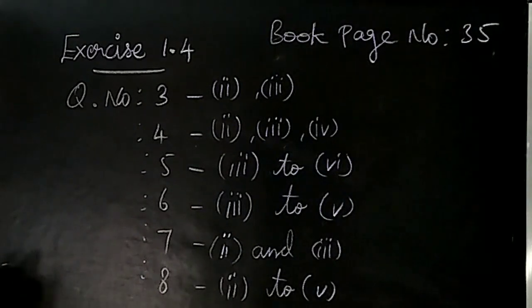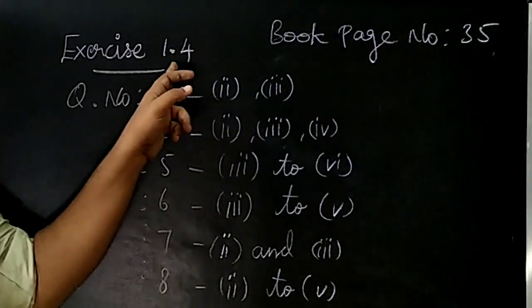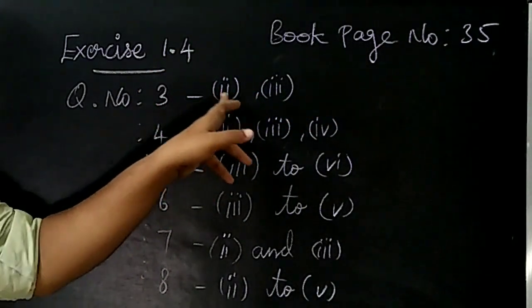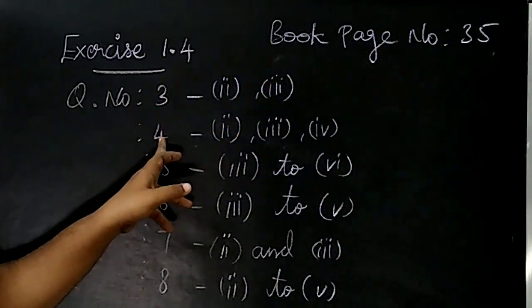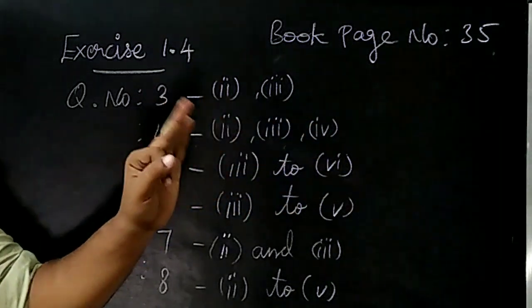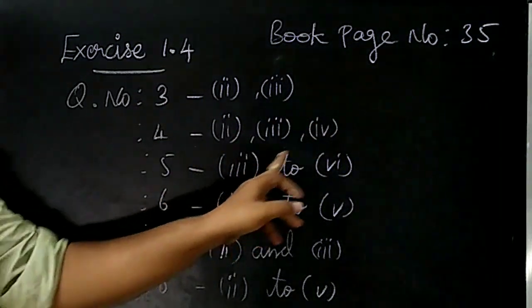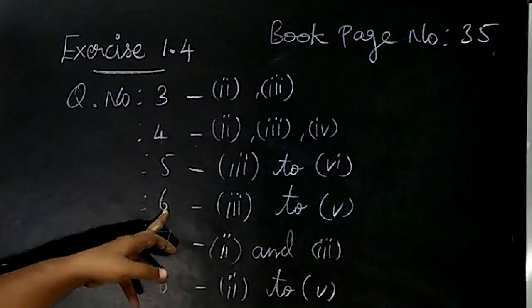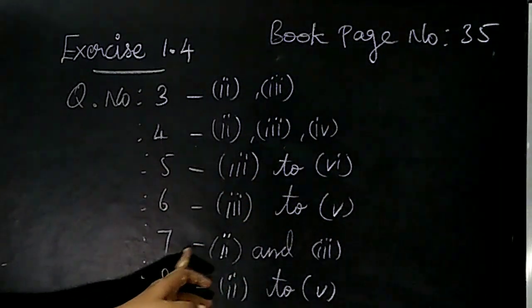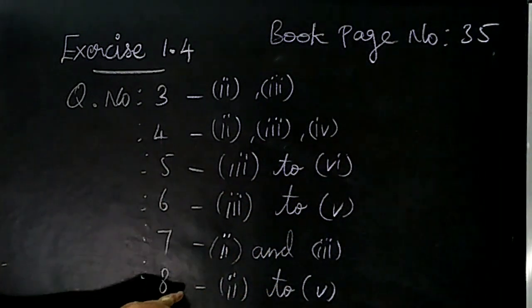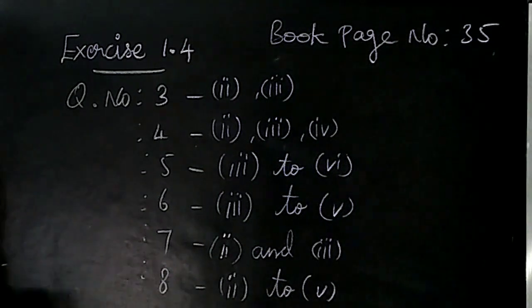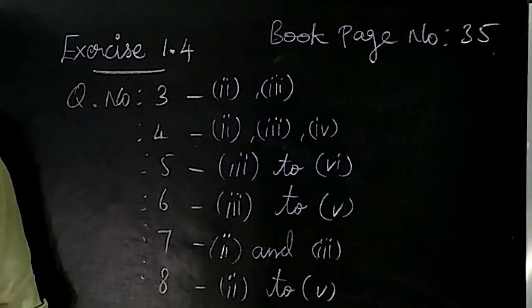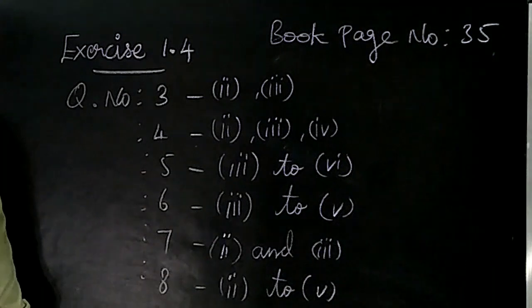The next one, homework: book page number 35, exercise 1.4. Question number 3, 2 and 3, 2 questions. Question number 4, 2, 3, 5, 3 questions. Question number 5, 3 to 6, 4 questions. Question number 6, 3 to 5, 3 questions. Question number 7, 2 and 3, 2 questions. Question number 8, 2 to 5. These sums are homework questions for you. So try to finish as soon as possible.